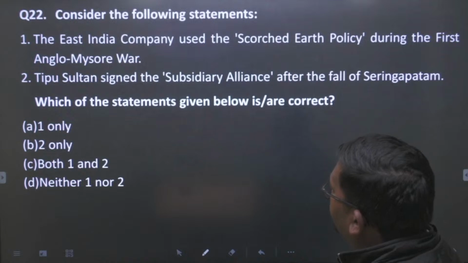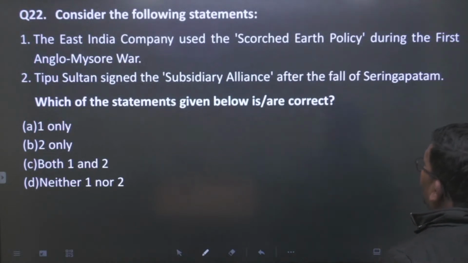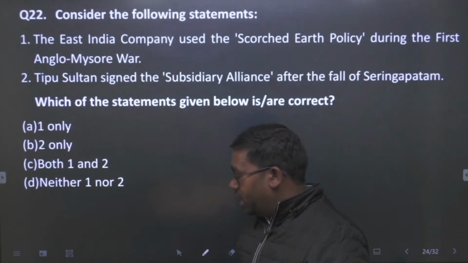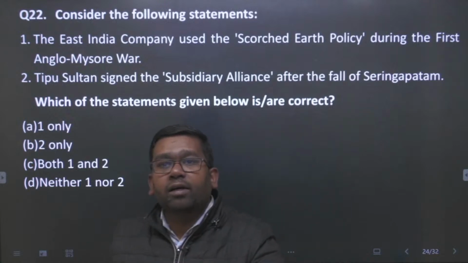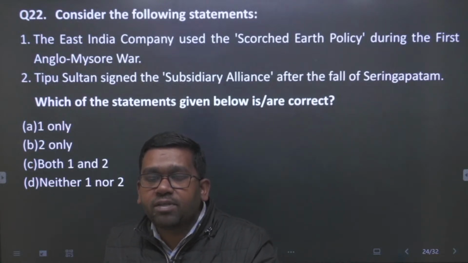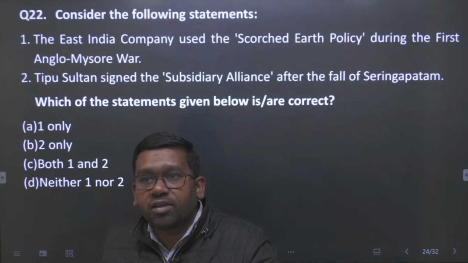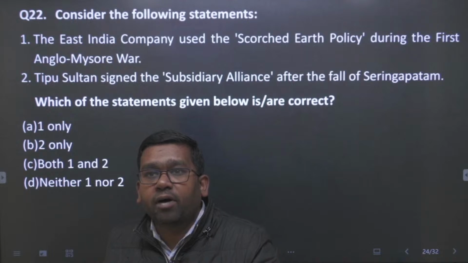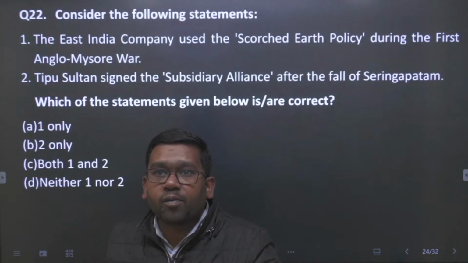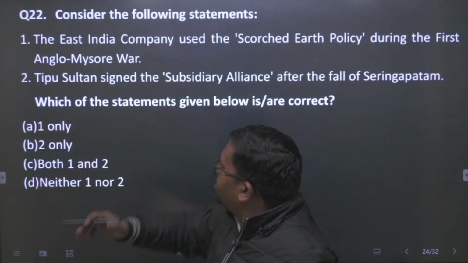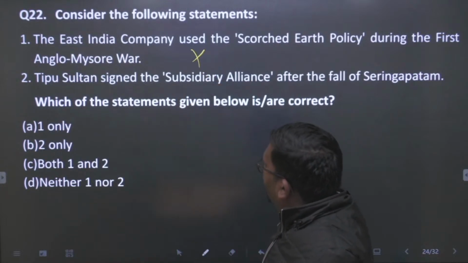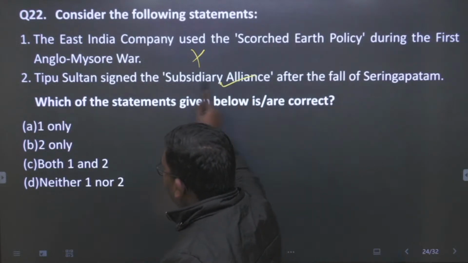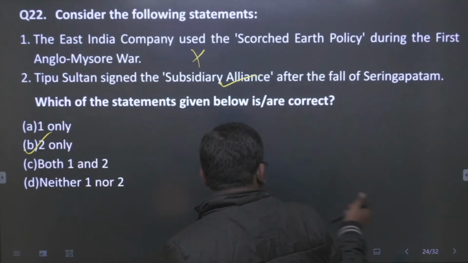Consider the following statements. The East India Company used the scorched earth policy during the first Anglo-Mysore War. What was done in this? They were burning the paddy crops and putting poison into the wells. So this statement will be false. It was done by the Marathas, not by the British. Tipu Sultan signed the subsidiary alliance after the fall of Srirangapatnam. So this will be true. So 2 only will be the answer to this question.